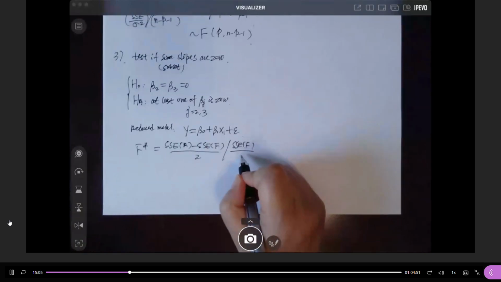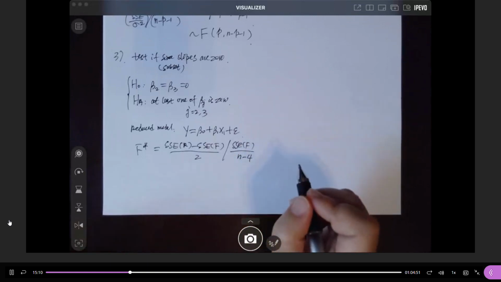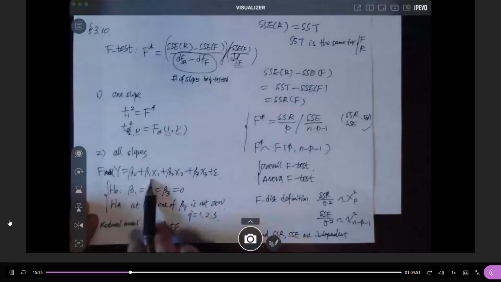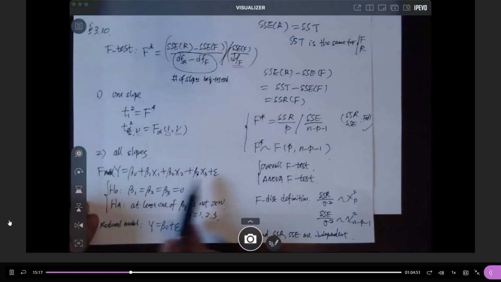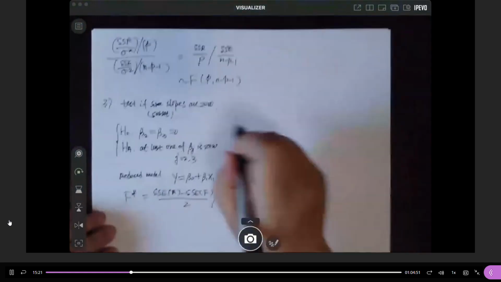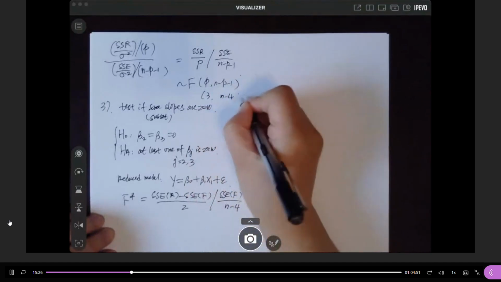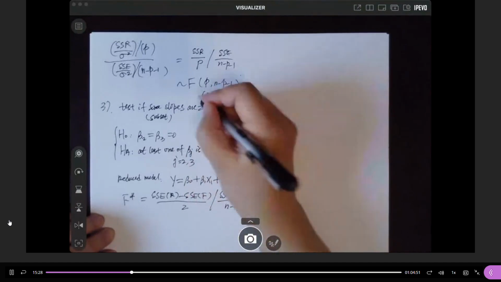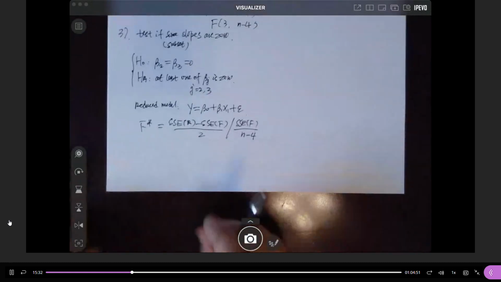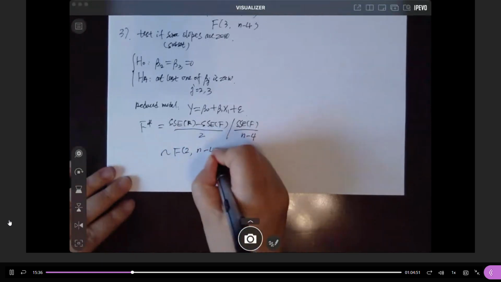How about here? What do you want to fill in? It's n minus 4, n minus p minus 1. In this case, p equals 3, right? This is a full model. You have x1, x2, x3, p equals 3. In the previous example, this is 3 and n minus 4. In this case, this is 2 and n minus 4. So it follows an F distribution with 2 and n minus 4.